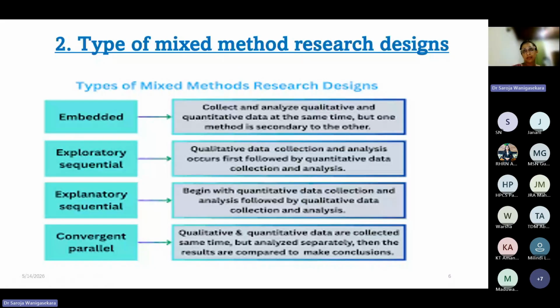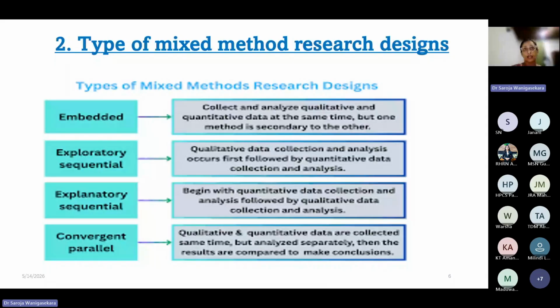Okay. Types of mixed method research, I took the main things only, mainly four types: embedded, explanatory, exploratory, and convergent parallel, right? I will explain one by one how we can do this mixed method research. Anyway, don't take much complex things into your mind. Take a very simple thing: what we are going to do is combine both methods together, quantitative and qualitative. The way you combine them differs with the types of mixed method research designs.